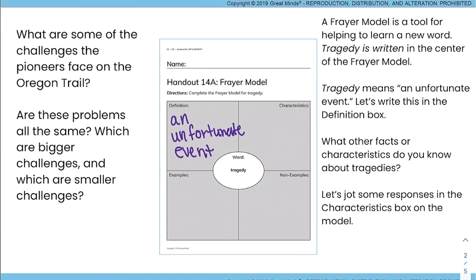What other facts or characteristics do you know about tragedies? Can you think of any tragedies that have occurred in Journey of a Pioneer? Were there any moments that you read and you thought, oh no, that's really horrible? Let's jot some of those responses in the characteristics box on your page, handout 14. So it says characteristics in the top right.